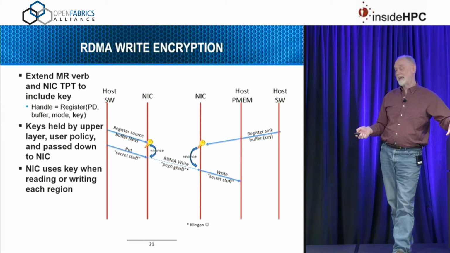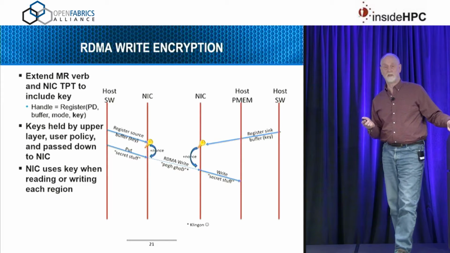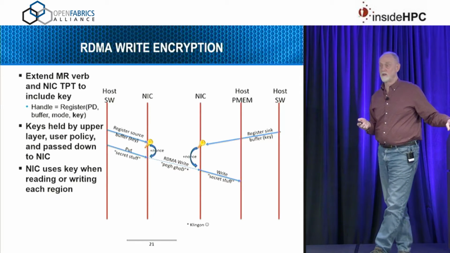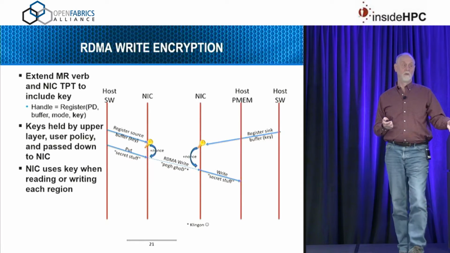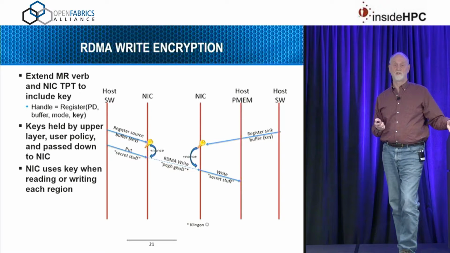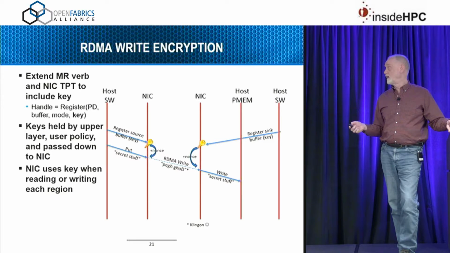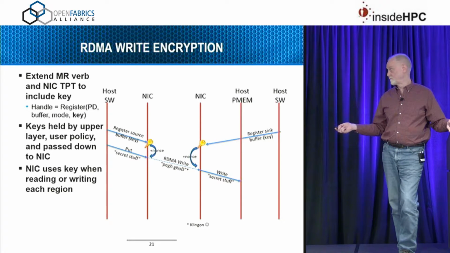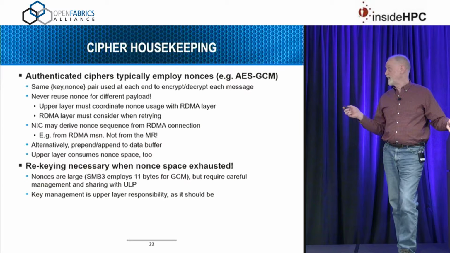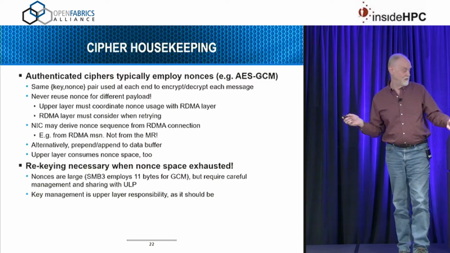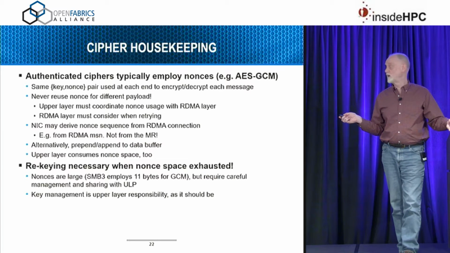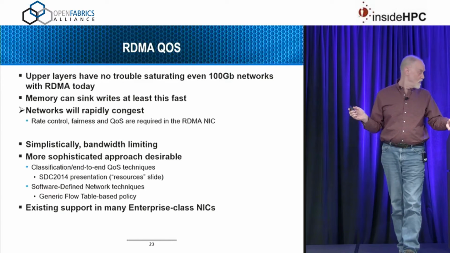So here's another wacky idea in which a nonce for the authenticated cipher is stored in the memory region. And the memory region is used by the NIC to encrypt and decrypt data in flight. And this would actually work rather well. I've had some interesting discussions about it, but it's not yet on a piece of paper in a standards group. Cipher housekeeping is a really interesting problem. And in the interest of time, I'm not going to go into it too much.